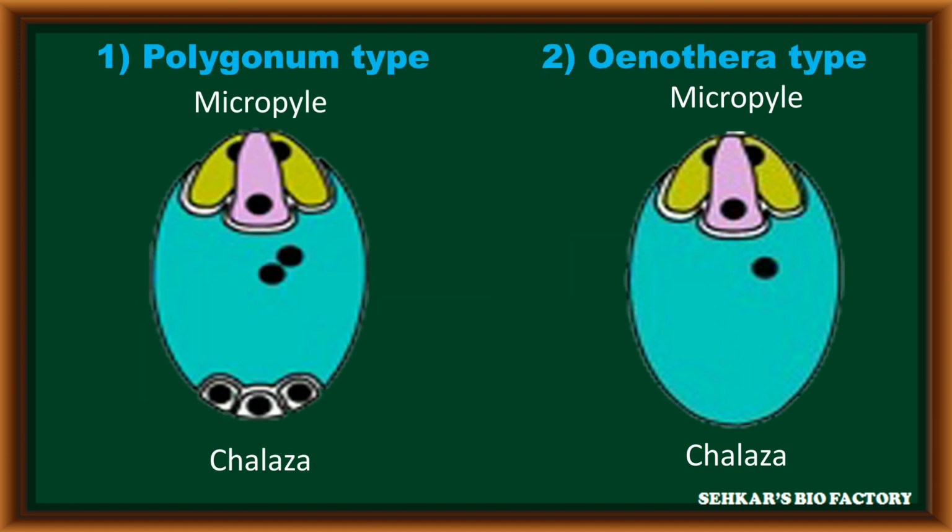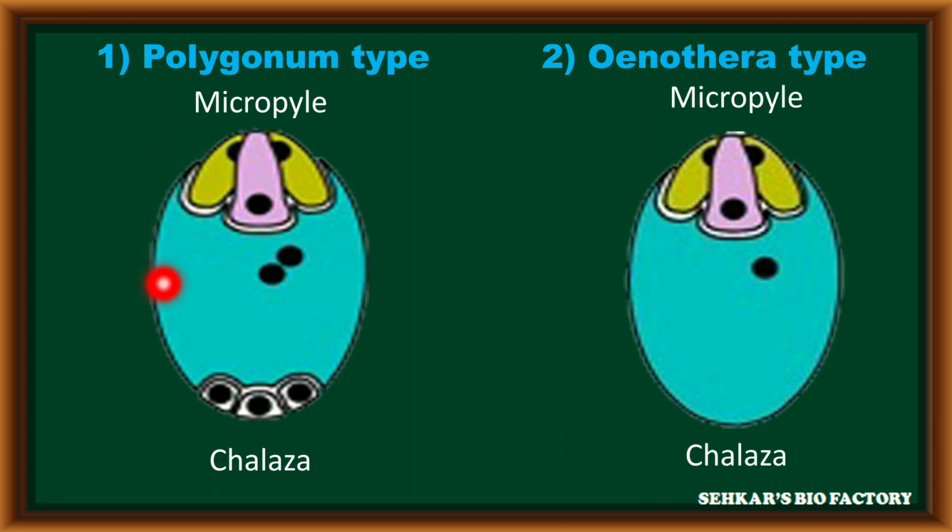Let us discuss some main differences between the Polygonum type and the Oenothera type of embryo sac. In the Polygonum type of embryo sac, the megaspore which is present towards the chalazal side is functional. But in the Oenothera type, the megaspore which is present towards the micropylar end is functional. In Polygonum type embryo sac development, the functional megaspore nucleus undergoes mitosis 3 times. But in the Oenothera type, the functional megaspore nucleus undergoes division only 2 times.